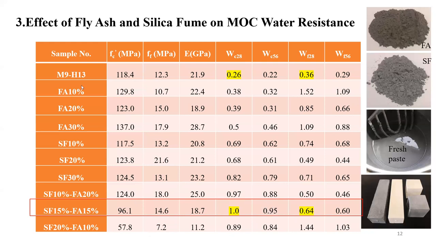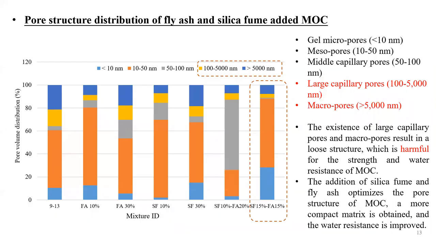So comparing among all these mix designs, we find this hybrid mix, with the same amount of silica fume and fly ash at 15%, gets the best result. For the water resistance coefficient for compression, 1.0. For the flexural, 0.64. So this one is absolutely a good result. 0.64 is also quite good, but still lower than the industry demand, 0.8.